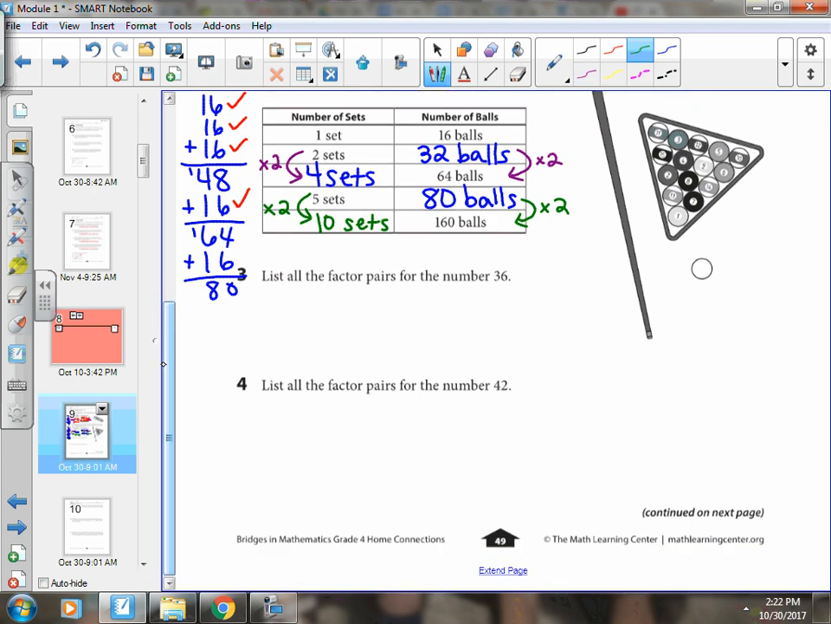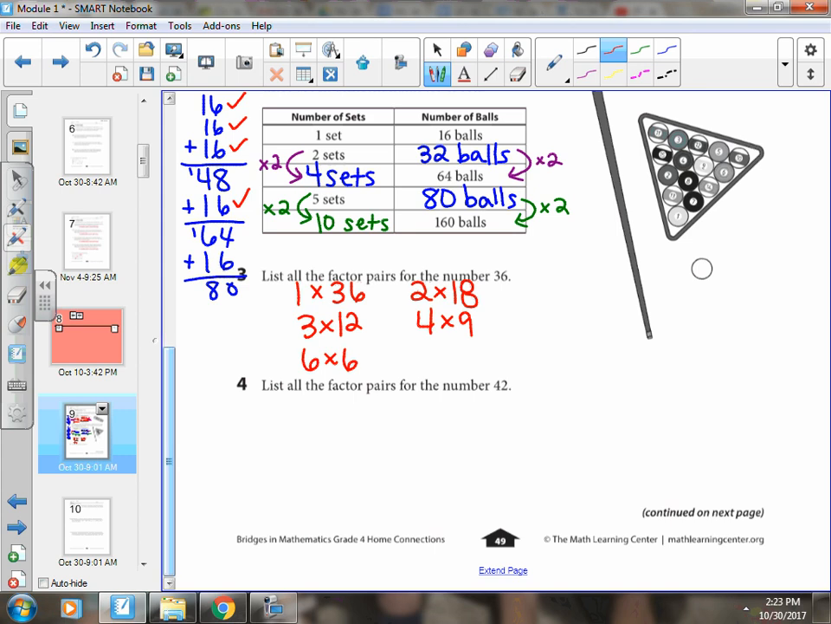Number 3, list all the factor pairs of 36. 1 times 36 is 36. 36 is an even number, so I know 2 will work. 2 times 18. 3 times 12 is 36. Does 4 work? Yes, 4 times 9 is 36. And the last one, 6 times 6 is 36.